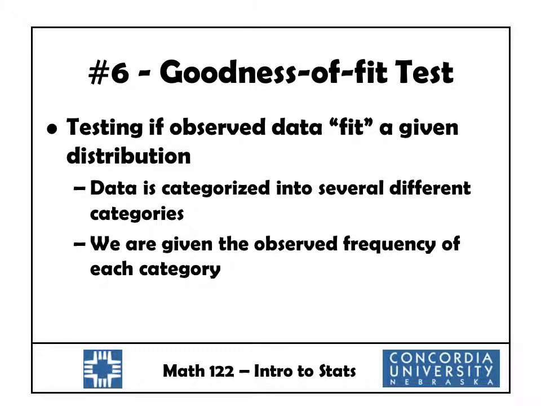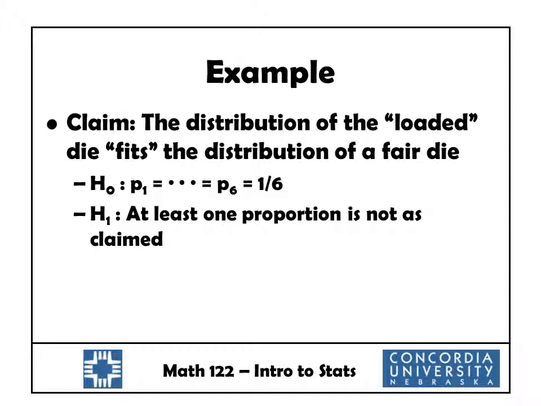Number 6 is what we call a goodness of fit test. That type of test, we are testing if observed data quote-unquote fit a given distribution. Our data is categorized into several different categories, and what we are given is the observed frequency of each of those individual categories. So the example we did in class was that the distribution of the loaded die fits the distribution of the fair die.